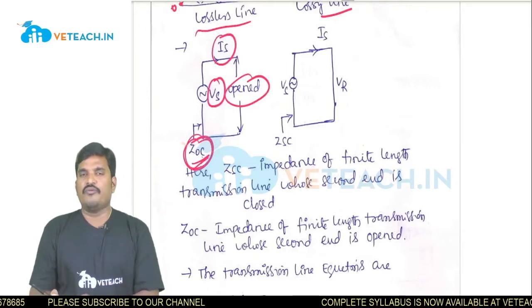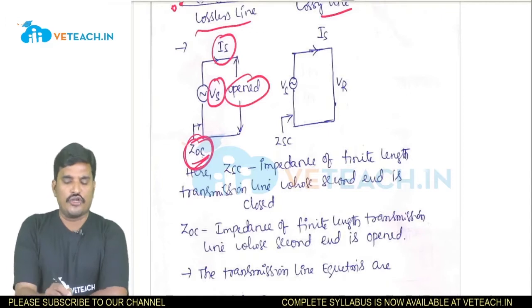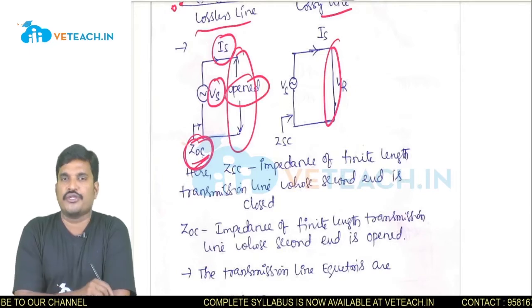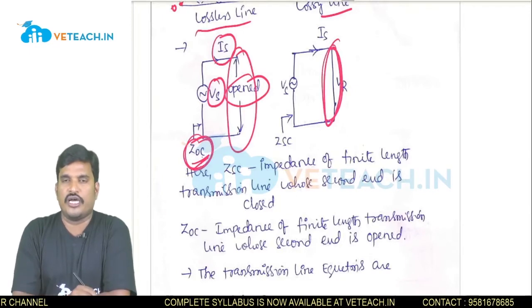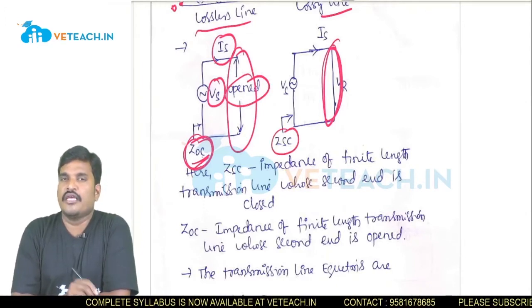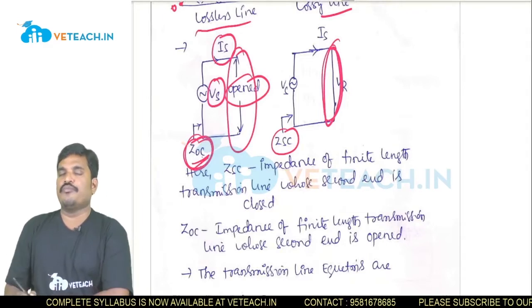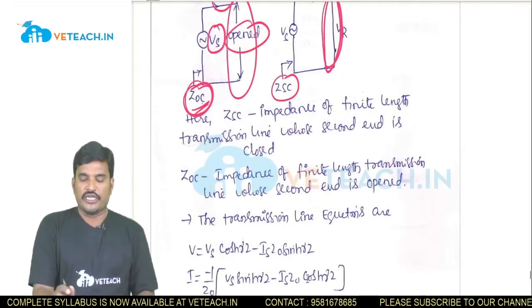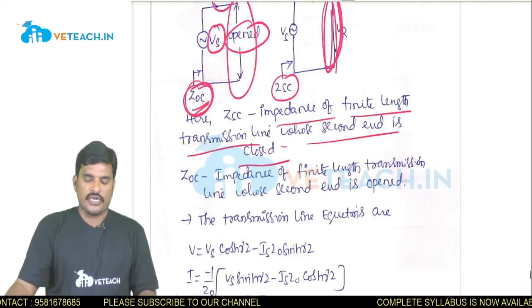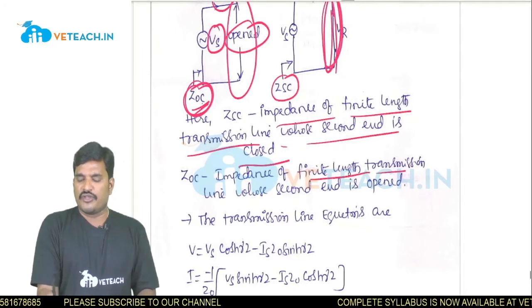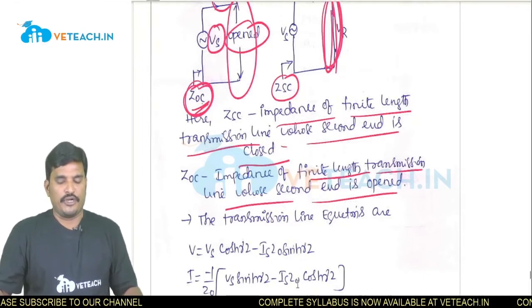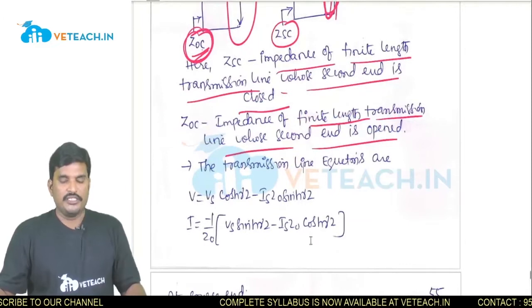Coming to the second diagram, this is for the short circuit. For the short circuit, the second end is closed. The main difference is that the second end is open for the open circuit line and closed for the short circuit line. This is ZSC, the impedance measured at the input terminals of a finite transmission line whose second end is closed. And ZOC is the impedance of a finite transmission line whose second end is open. These two, ZSC and ZOC, are very important for this topic.